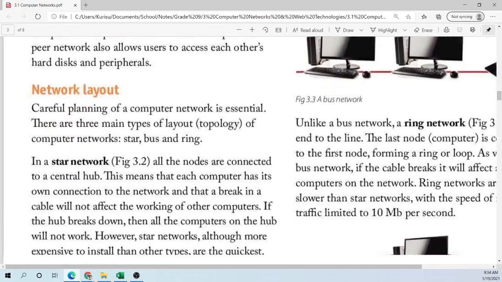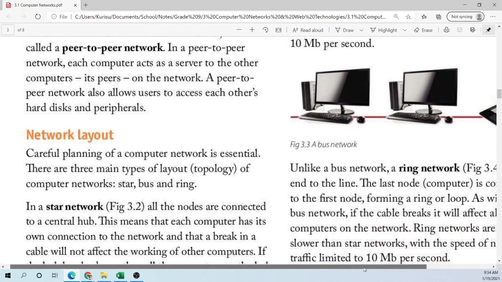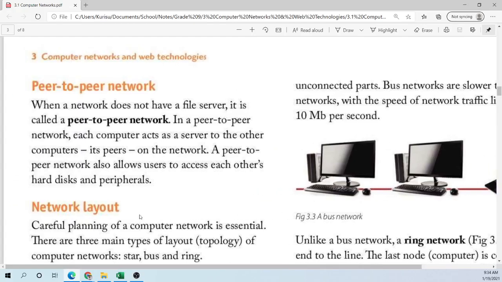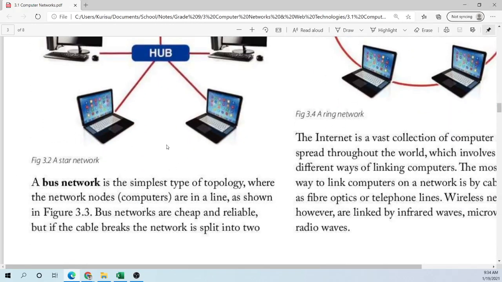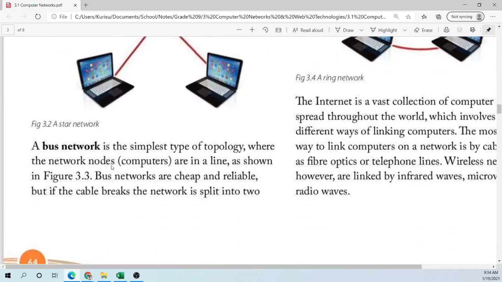Good. So the bus network is the simplest to set up, and all the nodes or the computers are connected in the same line. As it is in this diagram here, they're all connected. You can see it's like a central cable. So it's something like your backbone. Your backbone runs up your spine, up your entire back, and all the other parts are connected. So all the computers are connected to that central cable.